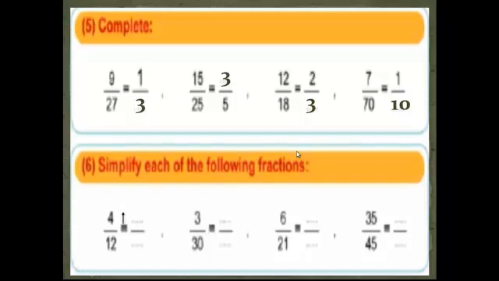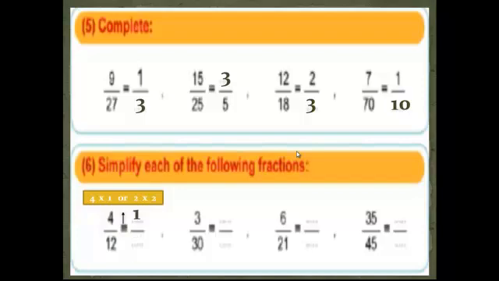Here, which number is the biggest number? It's 4. We are going to search in table 4. Is there any number in table 4 equal to 12? Yeah. So we are going to divide up by 4 and down by 4. 4 divided by 4 is 1 and 12 divided by 4 is 3.